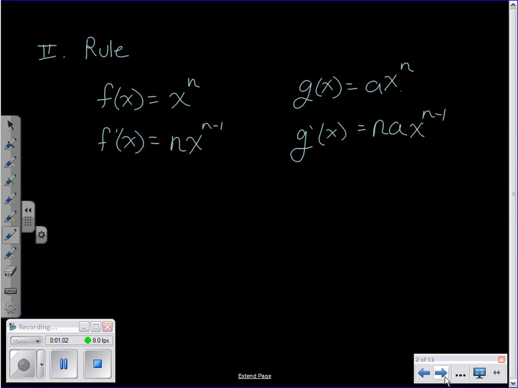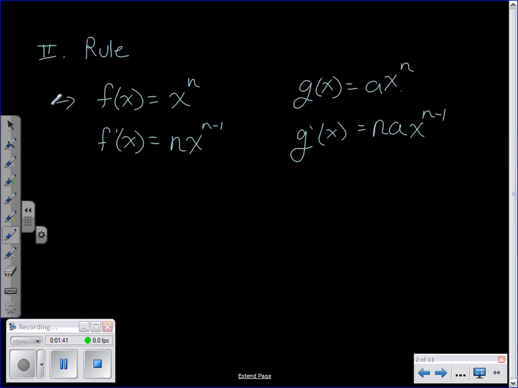Whenever you're finding the derivative of a function using the power rule, you're taking something like f of x equals x to the nth power. You're simply going to drop the exponent down, bring the exponent out in front, and then subtract 1 from the exponent. Or maybe you have a constant being multiplied by your power function, in the case of g of x equals a times x to the nth power. Whenever you go to take the derivative, g prime of x is going to equal n times a times x to the n minus 1. So you're simply taking the exponent and putting it in front, and then subtracting 1 from the exponent.